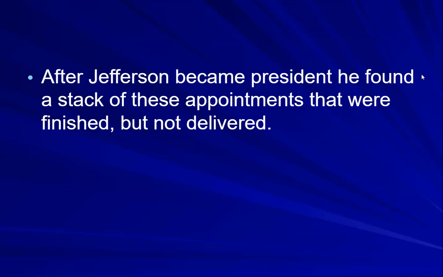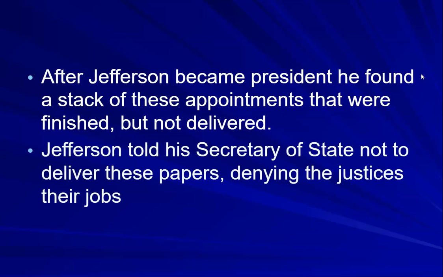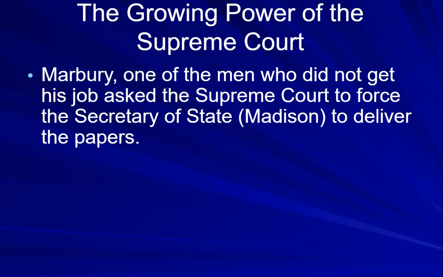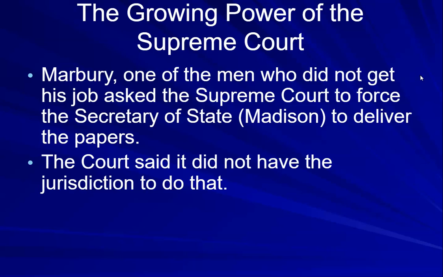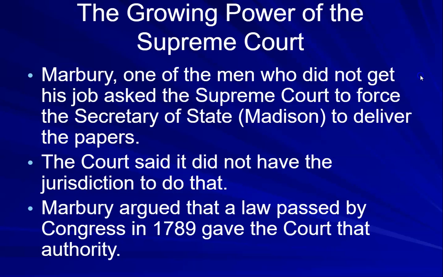Now, Jefferson's new Secretary of State, James Madison, yep, the same James Madison who's the father of the Constitution, Jefferson told Madison, do not deliver these papers, which denied these new justices their jobs. So, Marbury, one of the men who did not get his job, asked the Supreme Court to force the Secretary of State, Madison, to deliver these papers. Marbury was pretty upset. He was promised this judgeship. The paperwork went through. He was appointed. Everything's good. And then at the last minute, it's like, no, you're not a judge because we didn't deliver the paperwork.